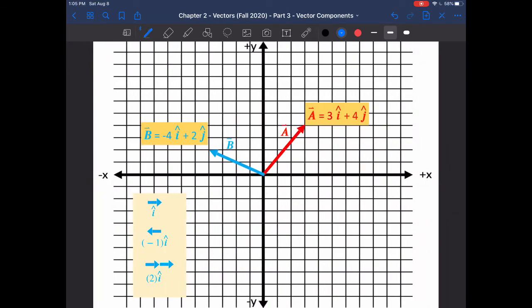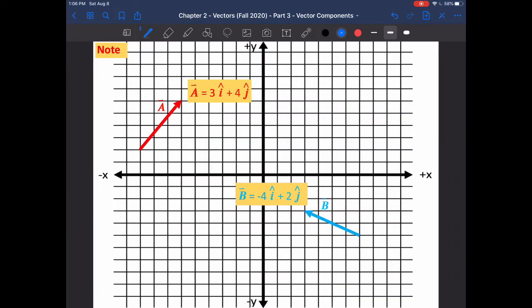Okay, and just as a reminder, if I have a unit vector i hat, and if I multiply that by minus 1, anytime you multiply a vector by minus 1, you're just making it anti-parallel to the original vector. So you just flip that vector around. Okay. Similarly, if I have 2 times i hat, that is just making a vector twice as long. Okay. So here I have minus 4 i hat. That means I'm moving in the minus x direction 4 steps. Okay.